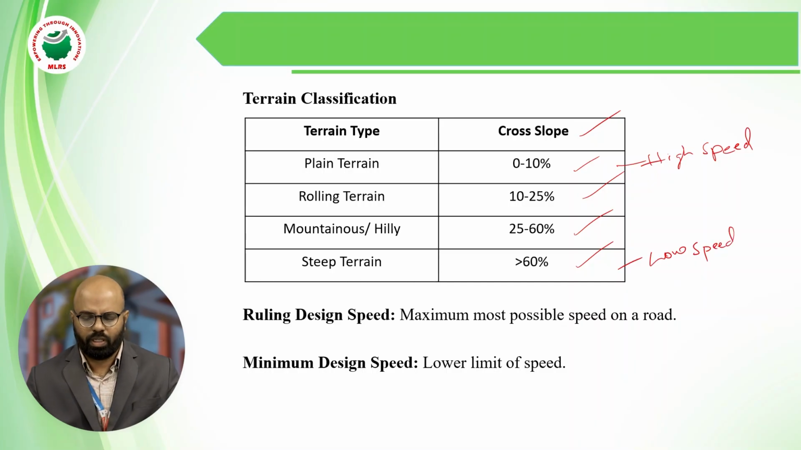And what do we mean by ruling design speed and minimum design speed? Ruling design speed is the maximum possible speed on the road. Minimum design speed is the lower limit of the speed. The ruling design speed we can say is the 98 percentile speed in terms of percentiles, and the minimum design speed is the 15 percentile speed.